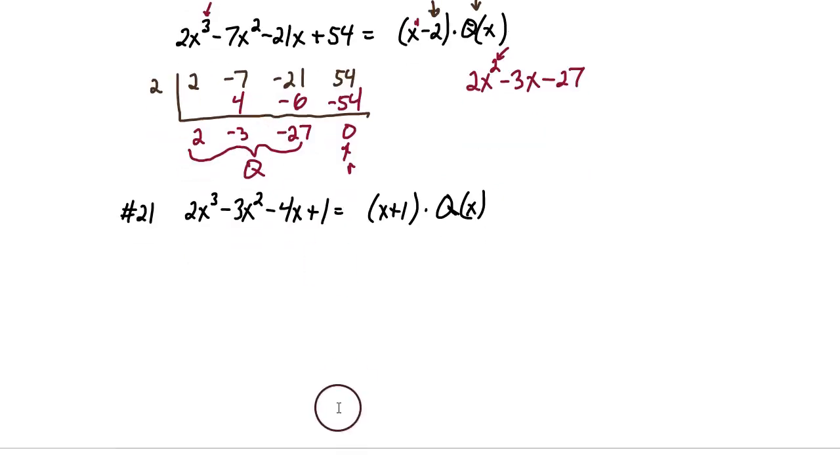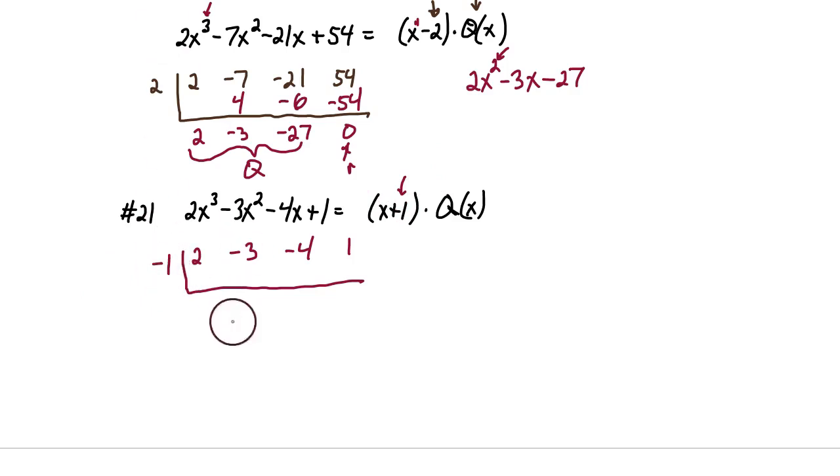Okay, next one, number 21. Write down the coefficients, 2, negative 3, negative 4, and 1. And divide in the correct value for r. It's negative 1.